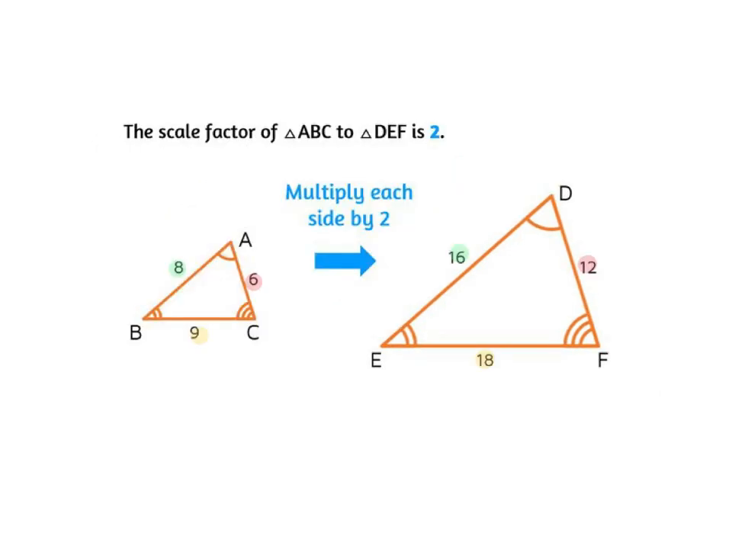In this chapter, we also talked about scale factor. And so if we look at the scale factor here, if we look at the green, that would be 8 to 16, and then 6 to 12, and then 9 to 18. And for each one of those going in this direction, we would be multiplying by 2. So that scale factor is 2.